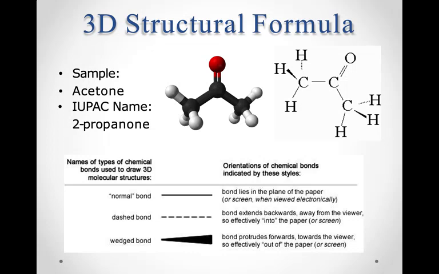It means that the bond is away from the viewer, so you can say that the bond is into the paper. And then there is a wedged bond, where the bond protrudes forwards. That means it's towards the viewer and it's effectively out of the paper. And a normal bond means the bond lies on the plane of the paper itself. So the dash bond is one where the bond is into the paper, and the wedge bond is one where the bond is out of the paper.